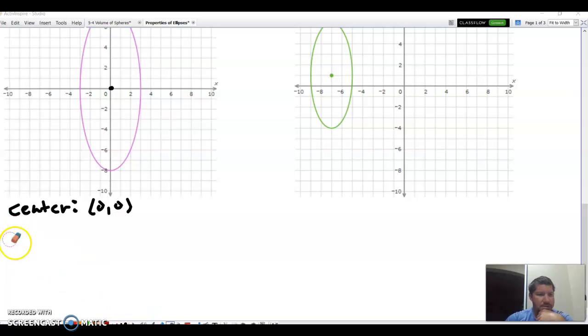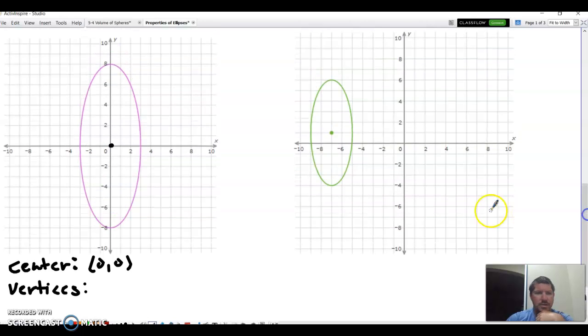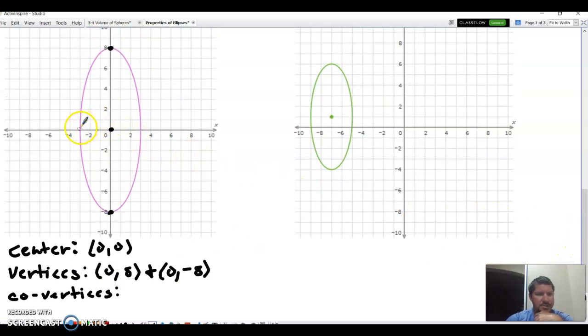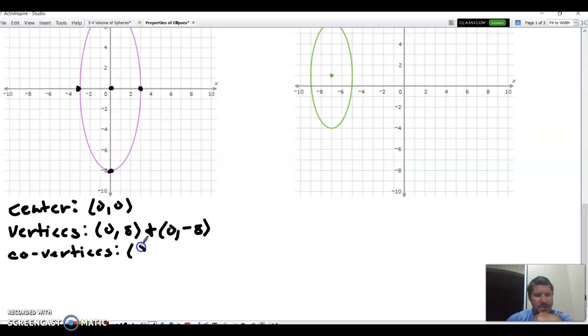Alright. We can find the vertices next. So the vertices are on the long axis. Well, that's going to be the y-axis. So that's here and here. So that's going to be (0, 8) and (0, negative 8). The co-vertices are on the short axis. So that's going to be here and here, so (0, negative 3) and (0, 3).